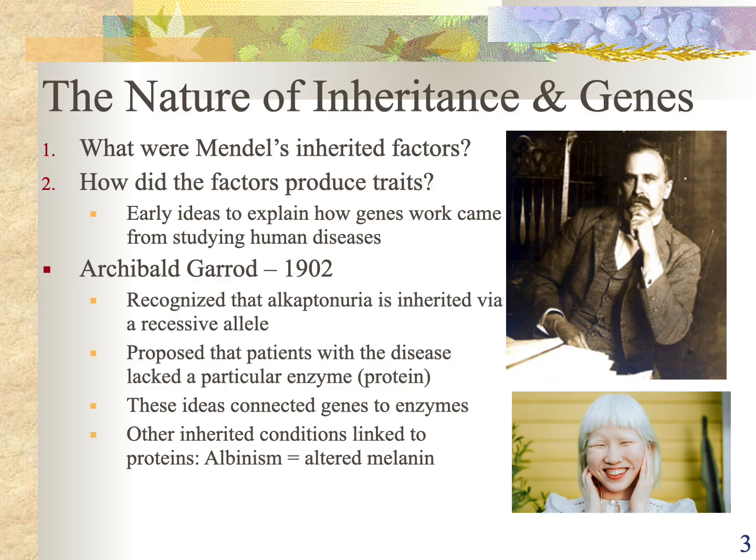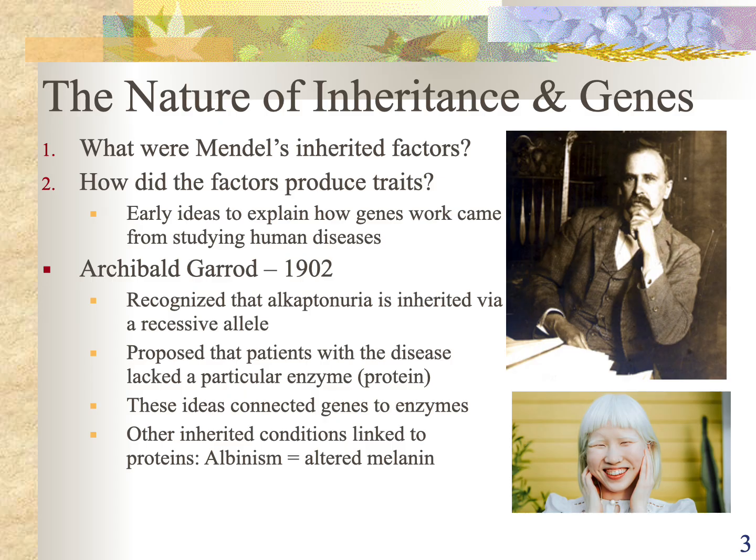And he had been studying this disease long enough, and he knew what was going on was that the patients were missing the ability to perform a specific chemical transformation. And they were missing that because they were missing the normal form of a particular enzyme. And enzymes are made of protein. So he proposed that these factors that Mendel was following were enzymes and that they were proteins. And at the same time, they could point to other inherited conditions that were linked to proteins. One of those was albinism, people that lacked the ability to produce a protein that was a skin pigment, melanin.